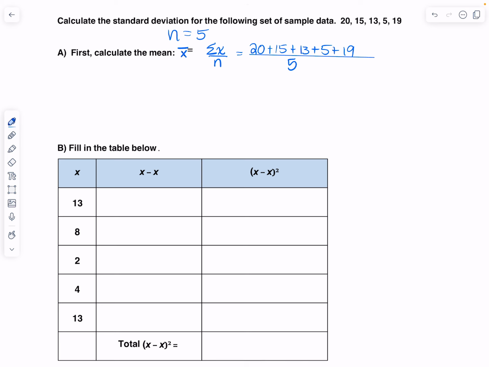So again, I'm going to take 20 plus 15 plus 13 plus 5 plus 19. And again, I'm just double checking to make sure I have the original numbers plugged into my calculator. I'm going to hit enter, and I get 72. Now I'm going to divide that by 5. And I got 14.4. So x bar equals 14.4.